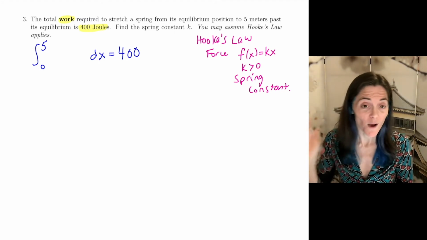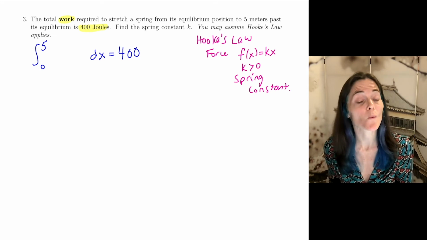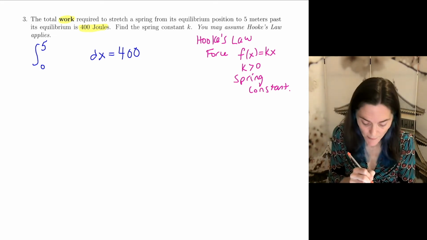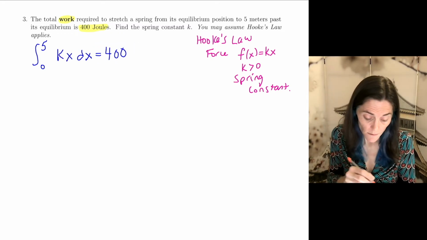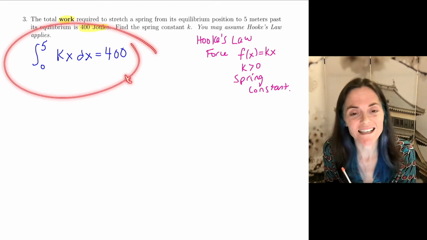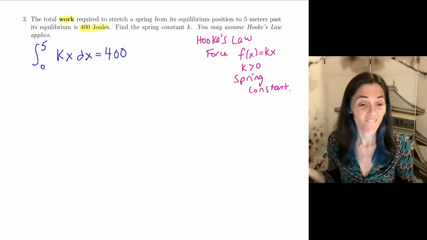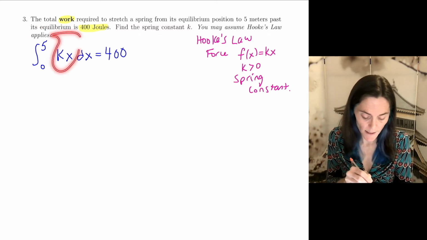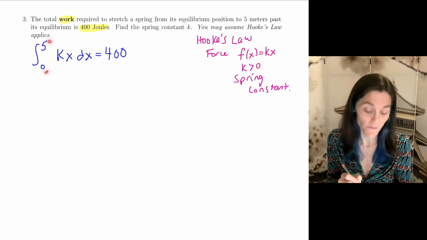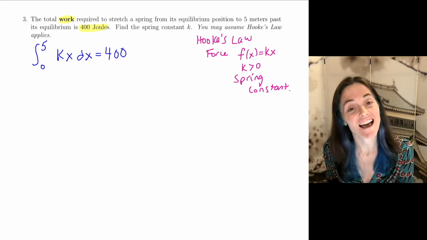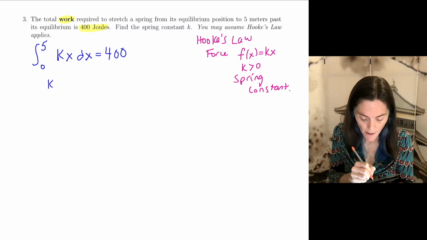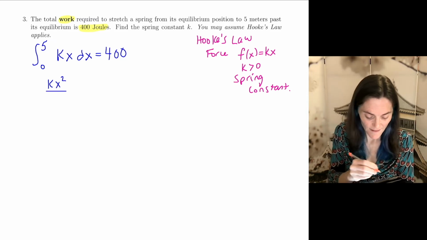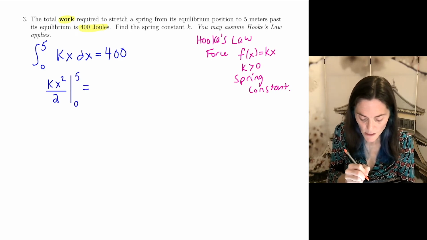And then we are given a work. We have variable force, so work is just the integral of force. So that's what I'm going to put here. Then this is given, and the question is, find the spring constant K. Wonderful. All we need to do is integrate this, evaluate between 0 and 5, and then we set that equal to 400, which will allow us to find the spring constant. So the left-hand side, this is K x squared over 2. And then we evaluate between 0 and 5.